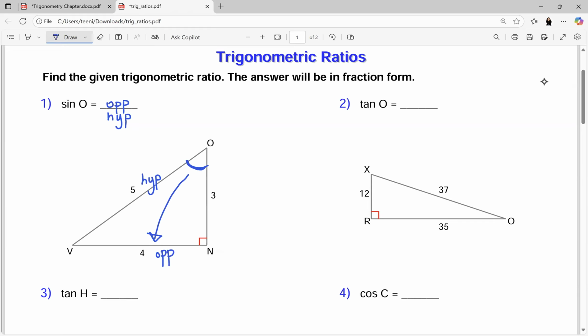Now, Soraya, if the angle of reference was here instead at V, then 3 would be your opposite side, right? But we are considering the sine of angle O. So that is our reference point. Whichever side is opposite angle O will be my opposite side. Cool? So sine of angle O is opposite over hypotenuse.